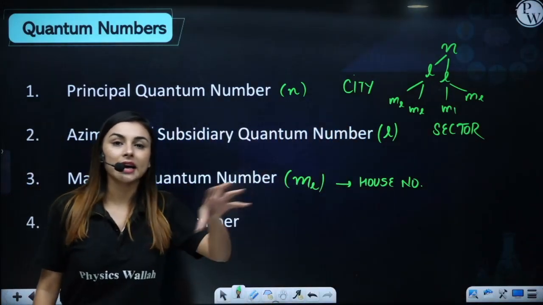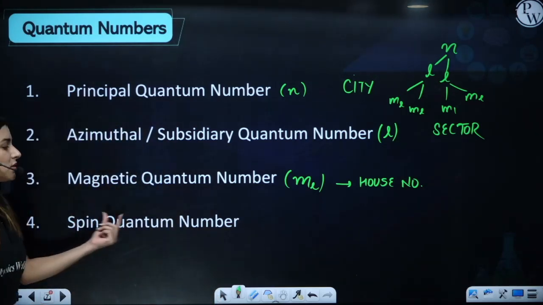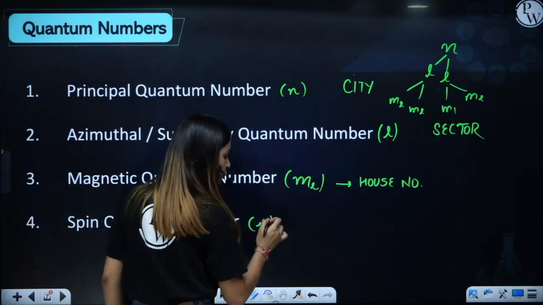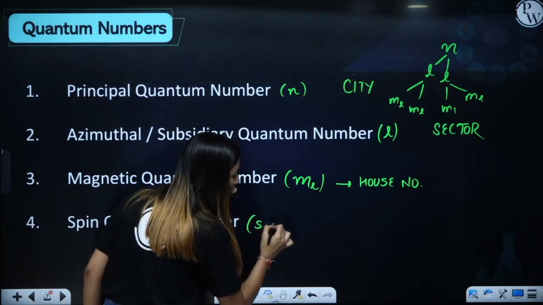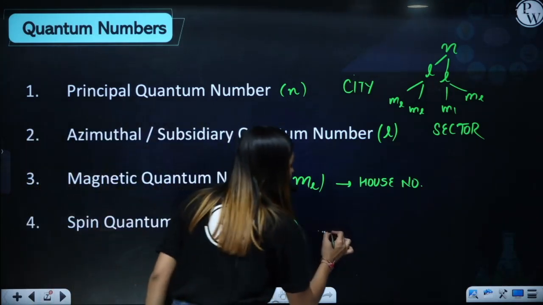In a sector, there can be more than one house number, right? Yes. The last is your spin quantum number, which is denoted by small s, or you can denote it like this. And what does it represent here?